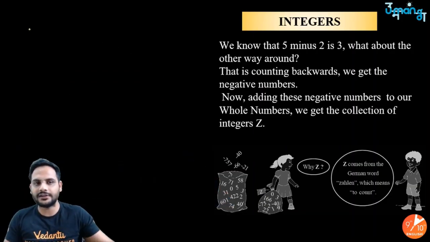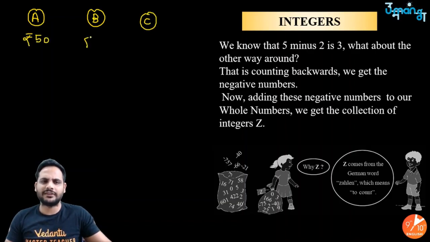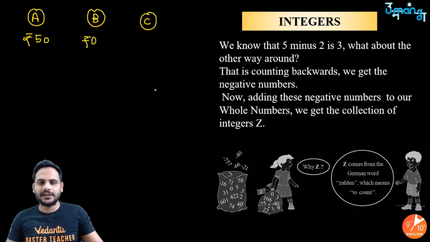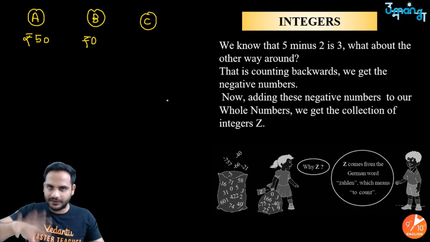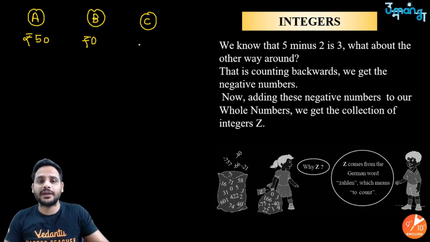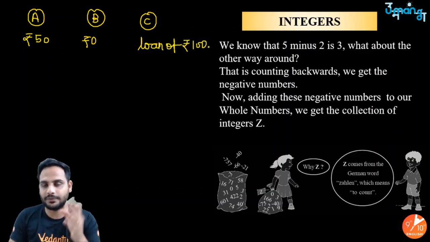To understand that, understand this example. Suppose you have A, B and C, right? A has rupees 50, B does not have anything, rupees 0. Nothing means what? Rupees 0, right? We are very clear with that. C also does not have anything with him right now, but he has to pay a loan of, let us say, rupees 100.